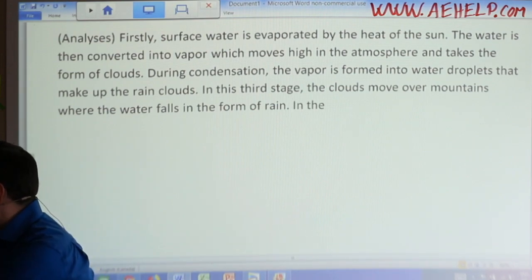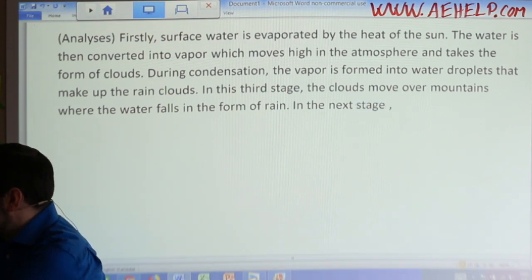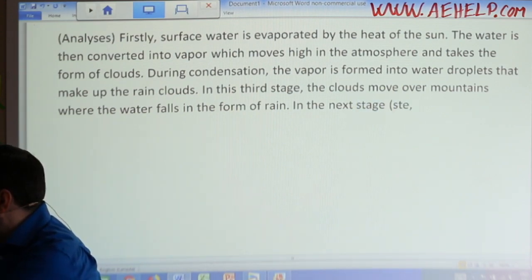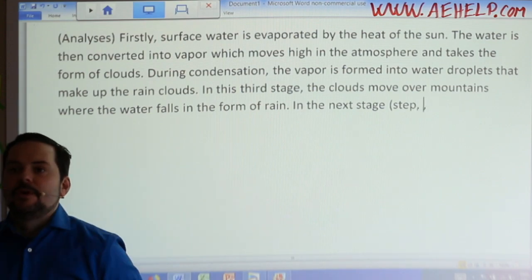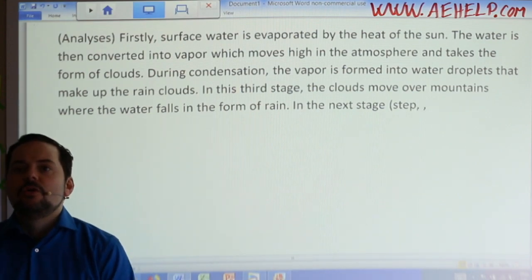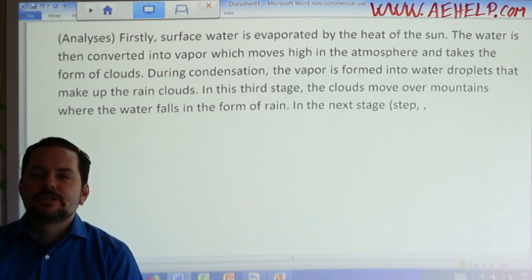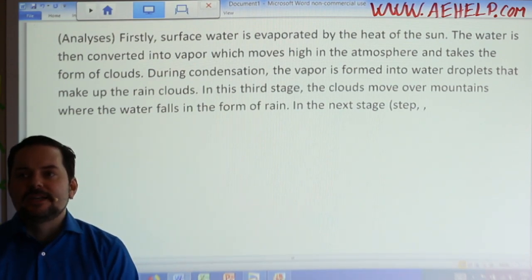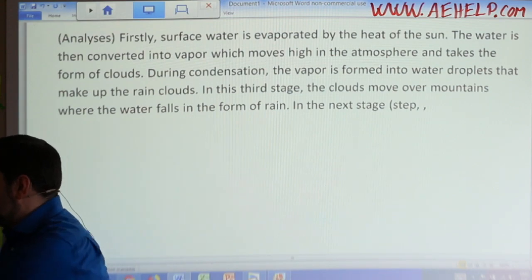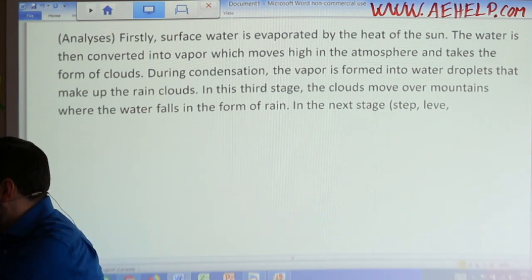So in the next stage, it's a good idea to know many synonyms for the word stage. Some other ones that you can use are step. What's another word for stage, by the way? So you can say stage or you can say step. What else can you say? At the next level, yeah, level is okay. Careful with the context part.